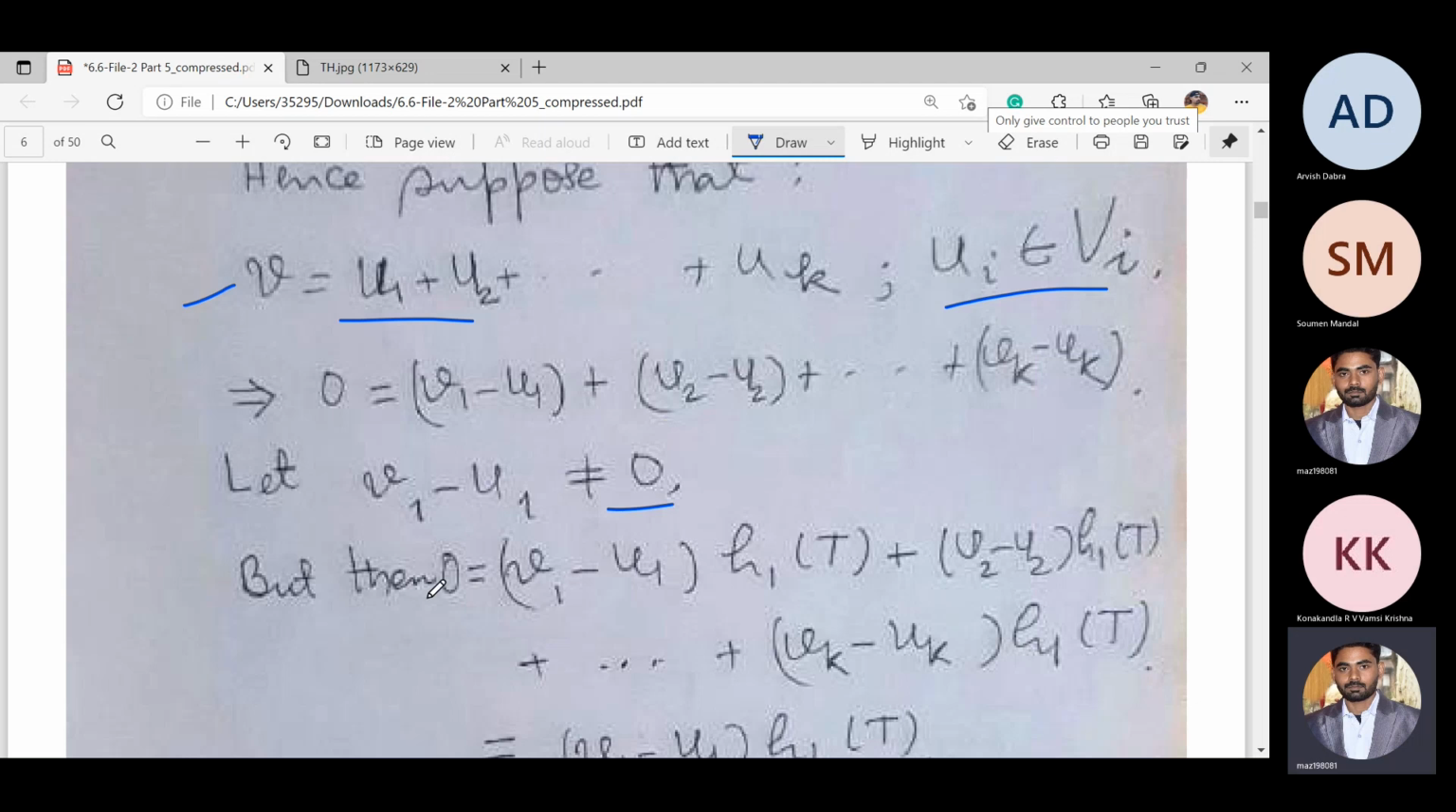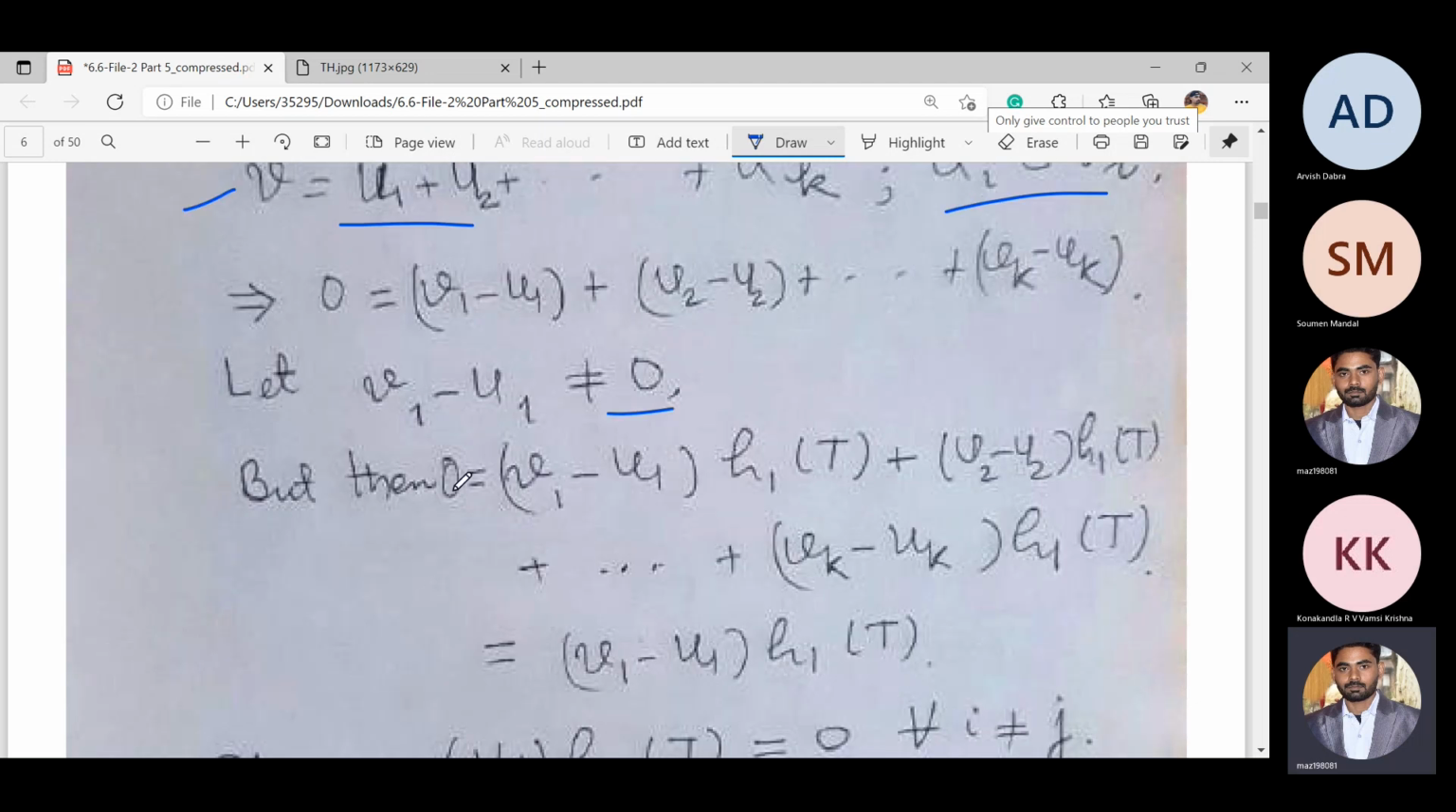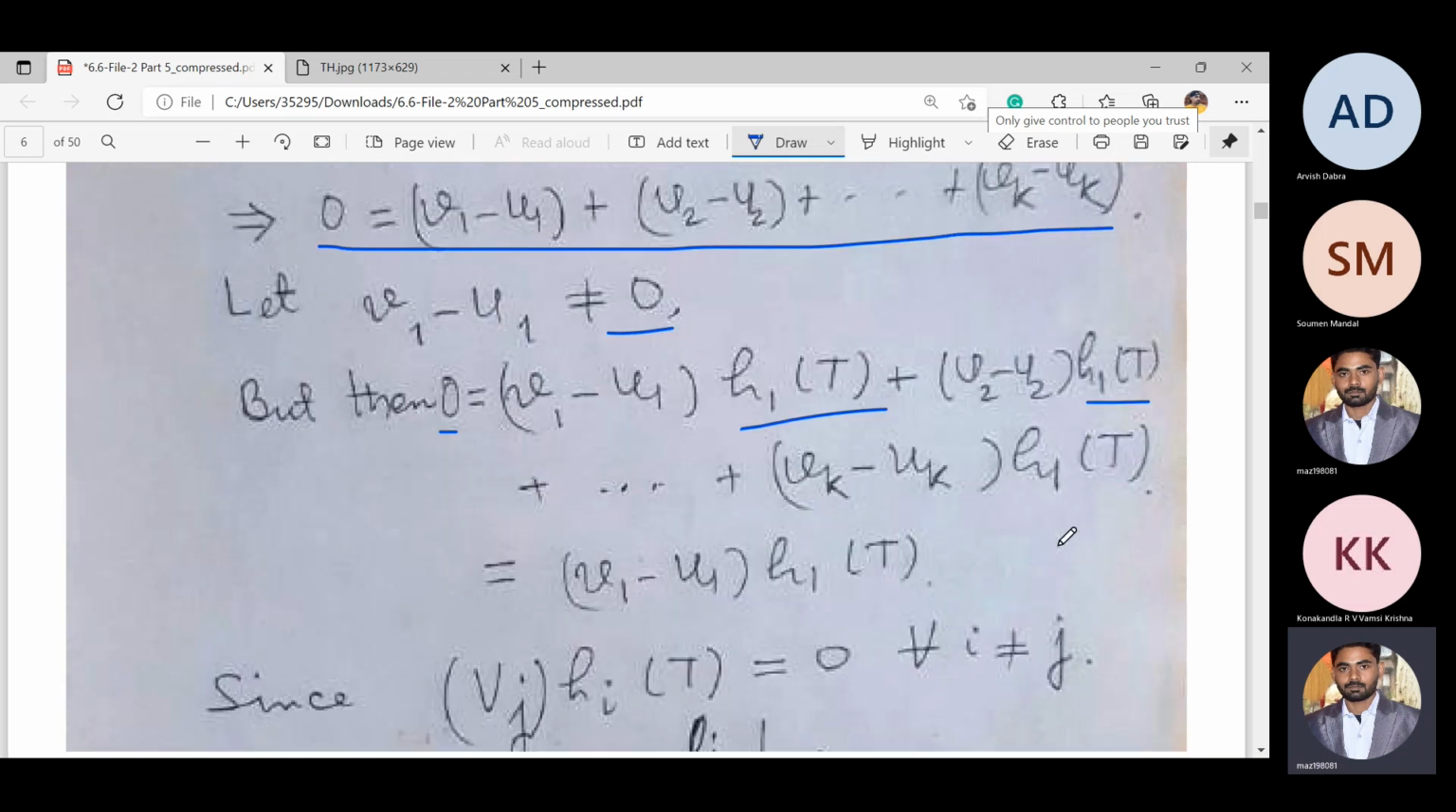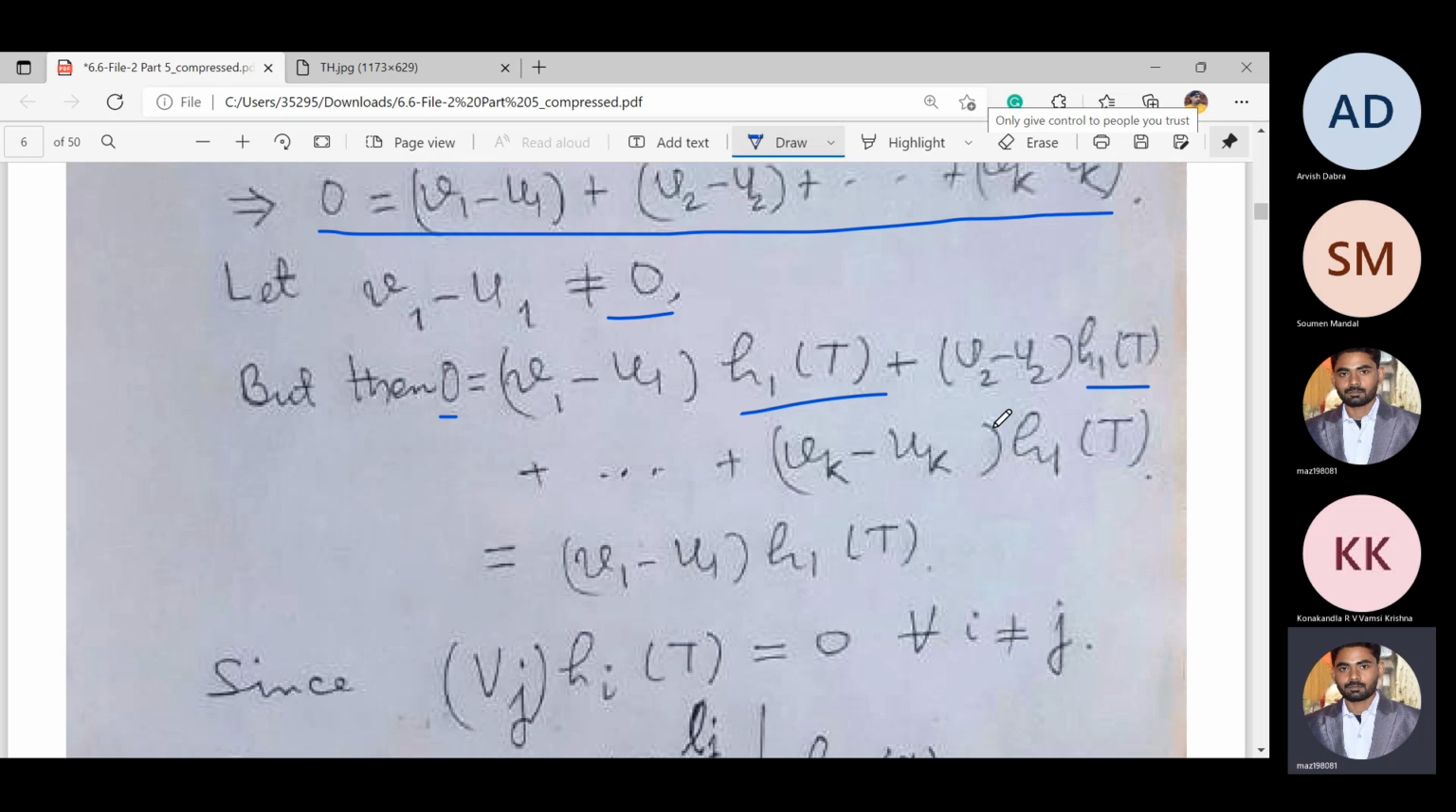If this one is non-zero, then 0 equals operating H1(T) on this vector. So 0, when we operate H1(T), becomes 0 itself. Then (V1 minus U1) H1(T), and (V2 minus U2) H1(T), and so on. So all these terms have H1(T) as a factor. What is H1(T)? H1(T) does not have the factor of only Q1, and all the others it has as factors.